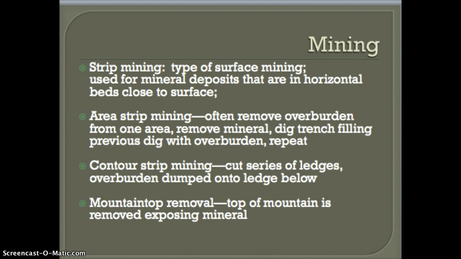Another is contour strip mining. Here you have a bunch of ledges and the overburden is dumped onto the lower ledge. And then we've talked before with our coal unit about mountaintop removal, where you blow off the top of the mountain, expose the mineral, and the overburden there is essentially dumped down into the river, the valley of the mountain.